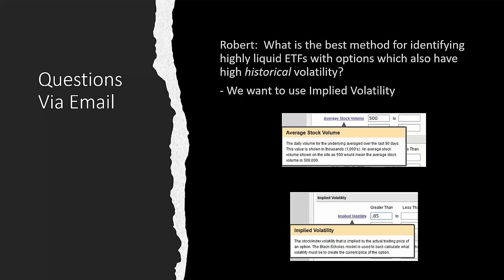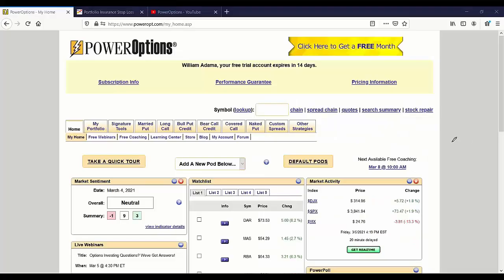Now let's go ahead and pause this screen here. We're going to switch over now to PowerOptions to illustrate searching for the concepts of Robert's question. And we're going to take a look at some other concepts one would need to consider when doing this.